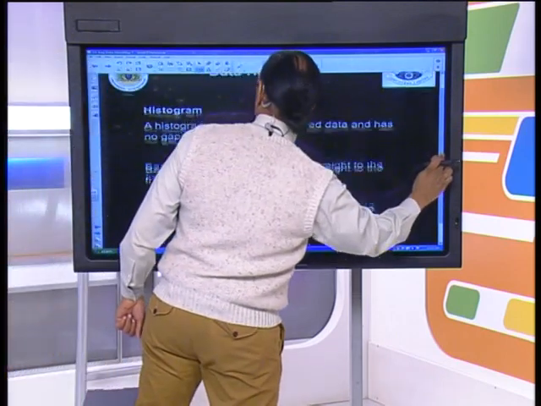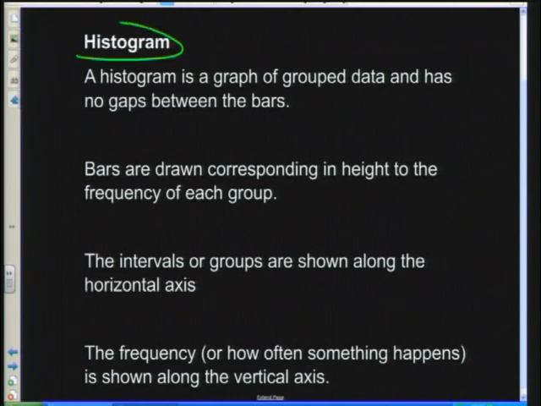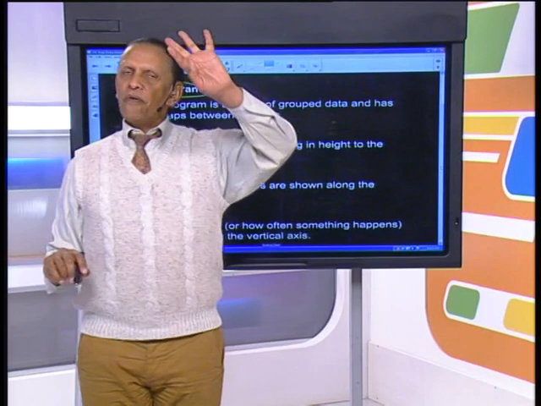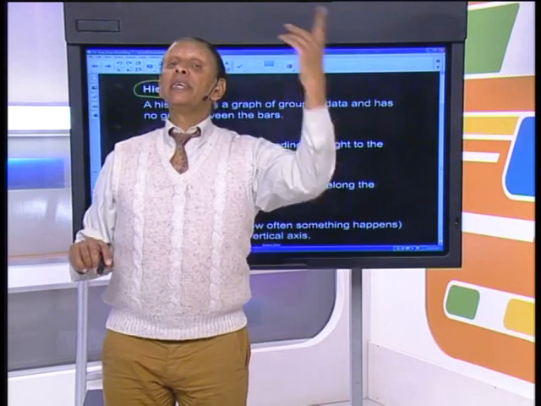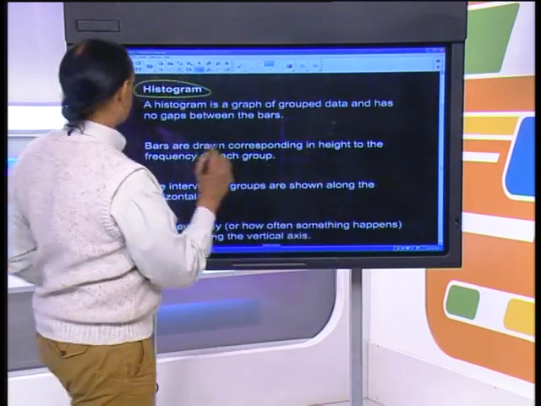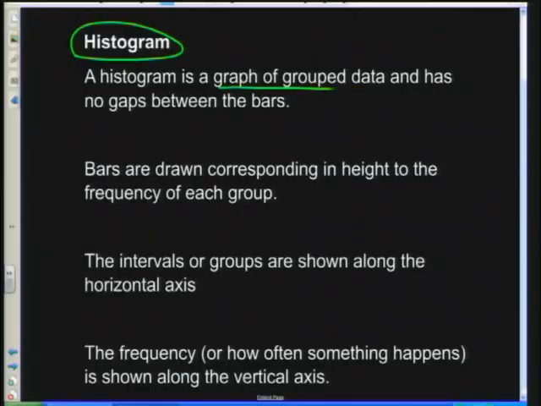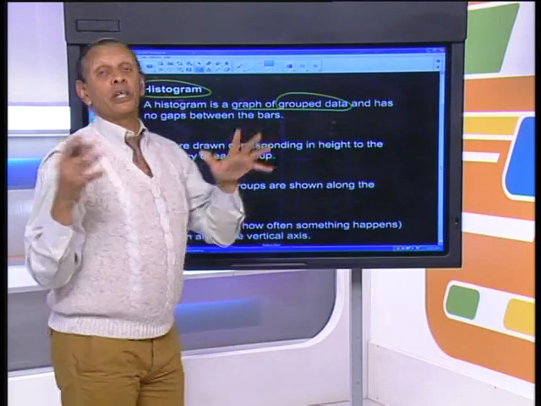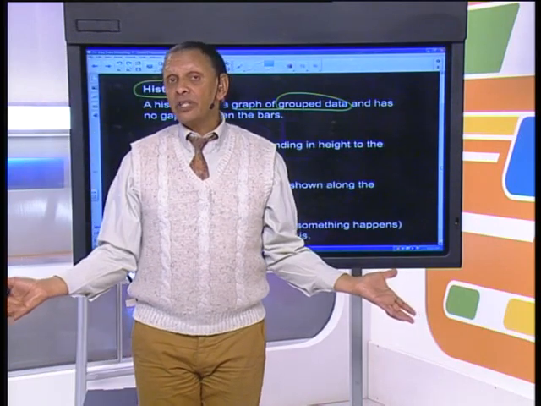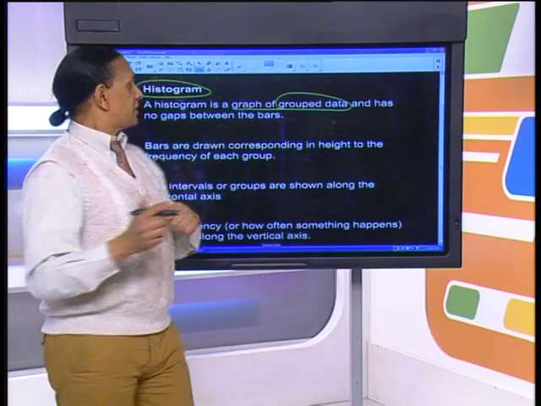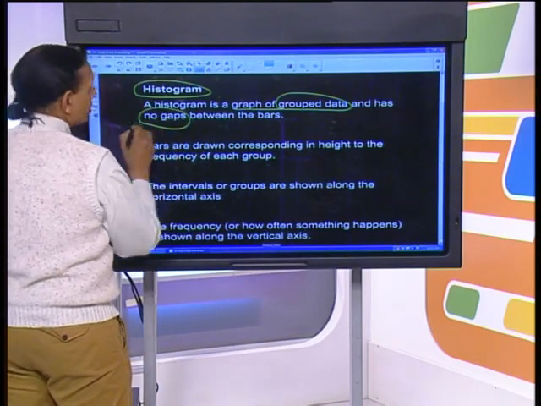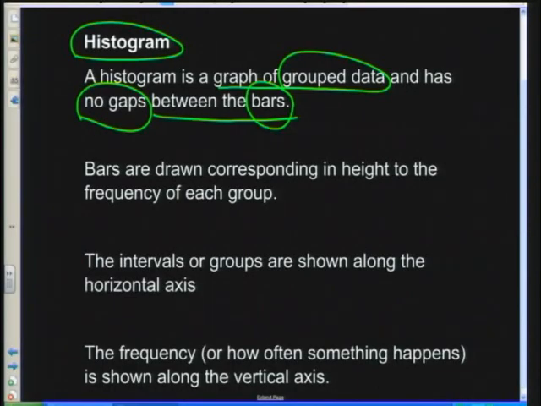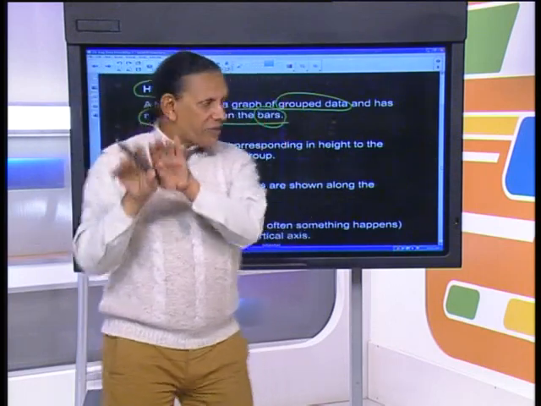Now we're going to look at the histogram, our third graph. A histogram is a grouped data. Now, very important, people. Group data is where you put data together in groups, because you have too much information, so you have to put them in groups to make sense. And there are no gaps between the bars, so they are continuous, next to each other.